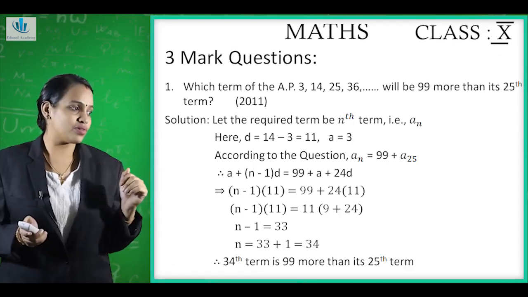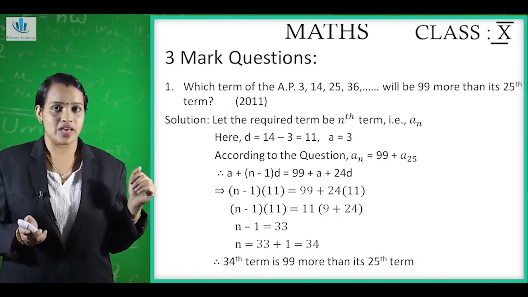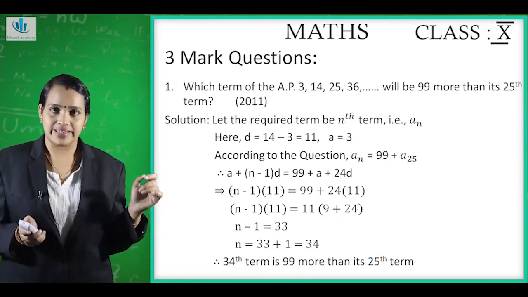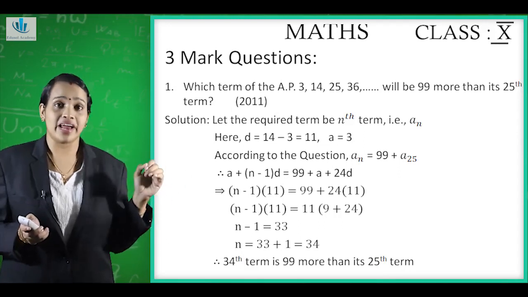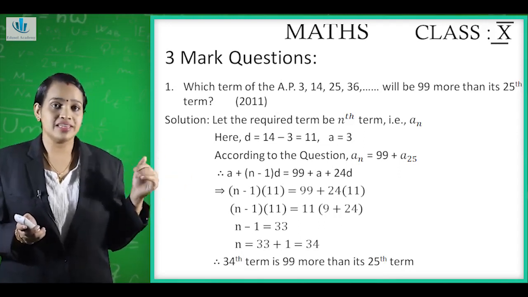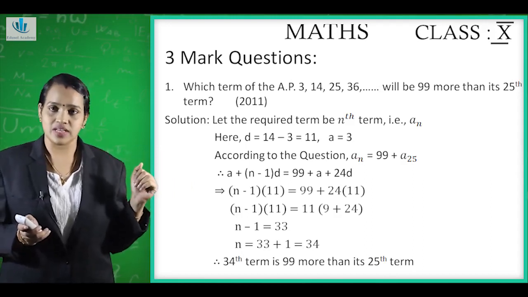Now we will see how to solve 3 mark questions. So the first question is, which term of the AP 3, 14, 25, 36 and so on will be 99 more than its 25th term? Now this question has appeared in the year 2011.